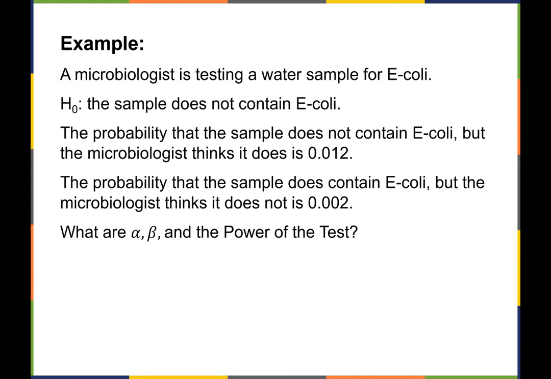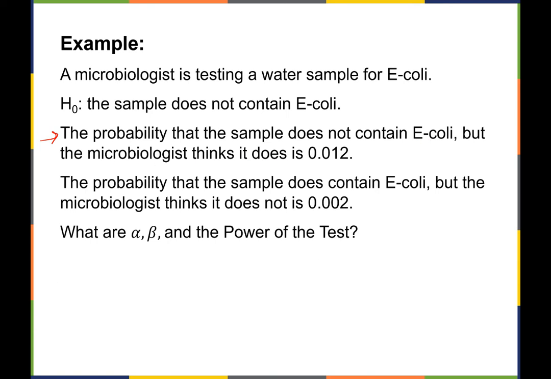Well, let's remember that alpha is the probability of a type 1 error. And a type 1 error is when the null hypothesis is true, but we reject it. All right? The null hypothesis here is the sample does not contain E. coli. So that would be this example, right? The probability that the sample does not contain E. coli, but the microbiologist thinks that it does. Wait a minute, I did this backwards. They both say the sample does not contain E. coli, but the microbiologist thinks it does. So this is this example, right? The null hypothesis is true. The sample does not contain E. coli, but we reject it because the microbiologist thinks it does.